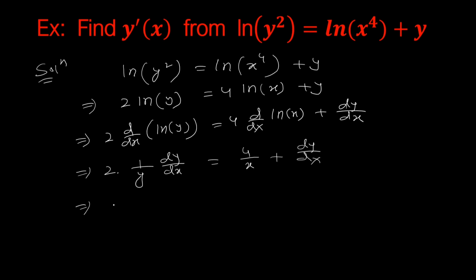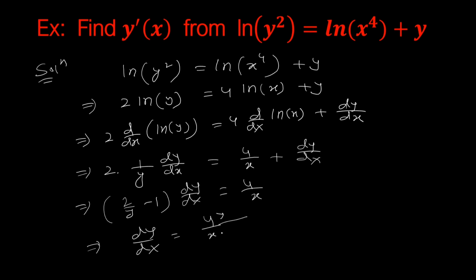So this implies 2 over y dy dx is equal to 4 over x plus dy dx. So this implies (2 over y minus 1) dy dx is equal to 4 over x. dy dx is equal to 4y over x times (2 minus y).